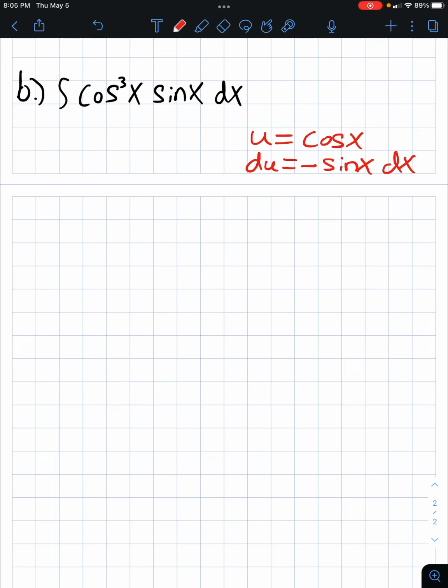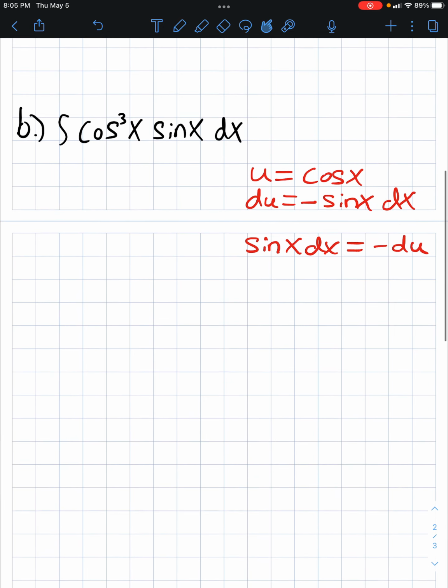So now our constant out in front is essentially a negative 1. To fix this, all we do is divide both sides by negative 1. So we get sine of x dx equal to negative du.